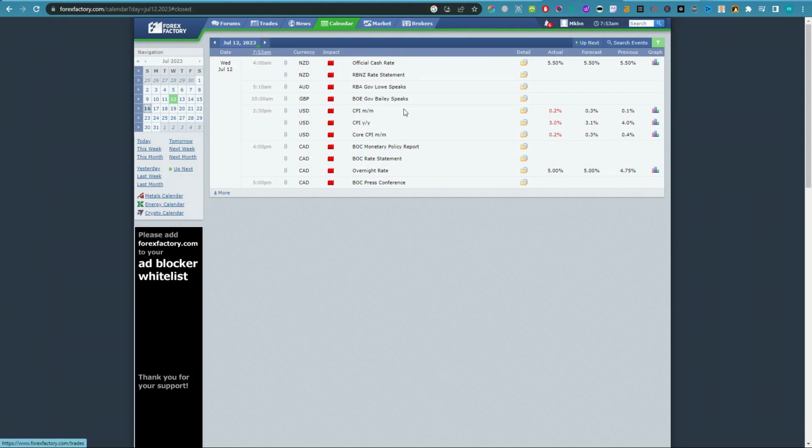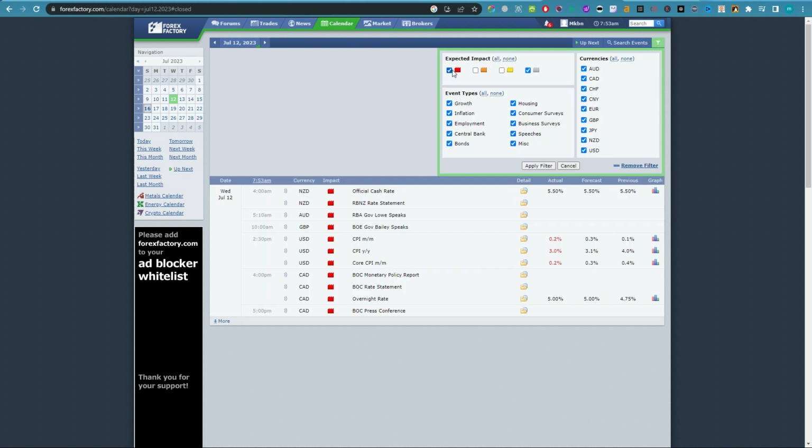When you are here, what I did was go to the filter, and I chose only the red news. Let me show you. You see, I chose only red news because these are the news that move the market. These others are not that strong. Even yellow ones are not that strong, and this one is usually holidays.